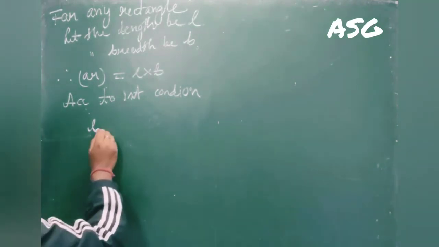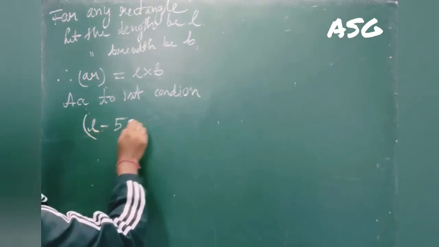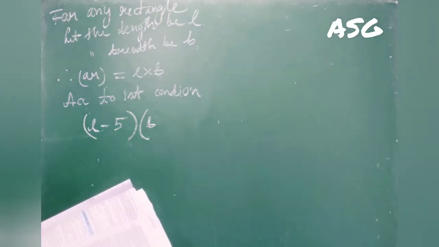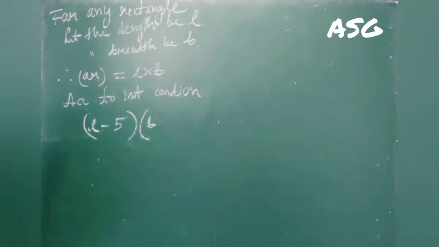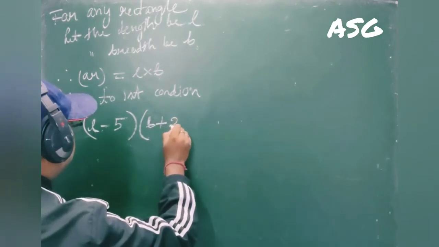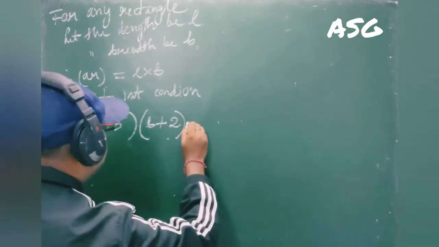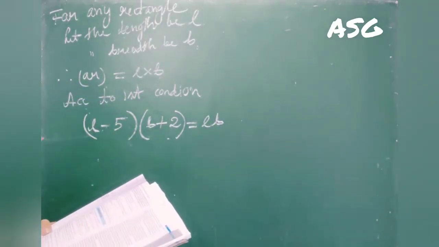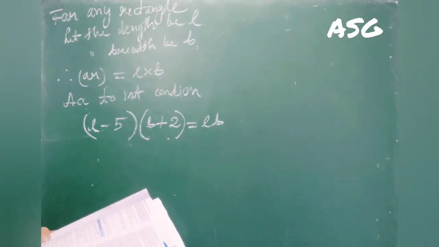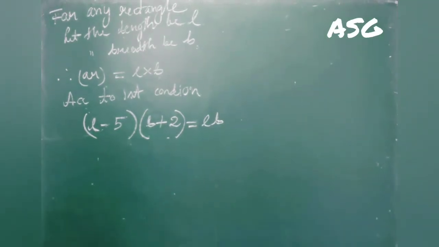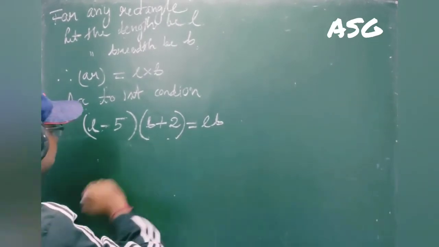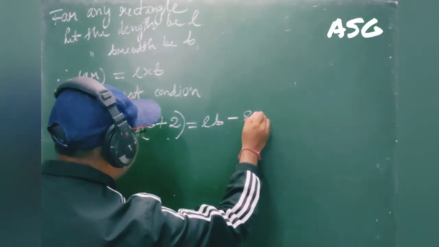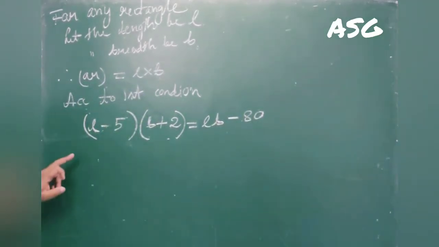Reduced means minus 5 into breadth. Breadth is what? Increased by 2 units. B plus 2. Then what happened? Length into breadth, which is your area, which is LB. And it said the area of a rectangle gets reduced by 80 square units. So this rectangle's area, length into breadth, when this is the situation, the area gets reduced by 80 square units. This is your first condition.